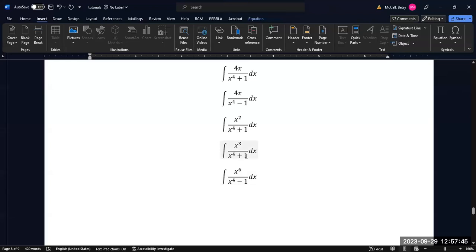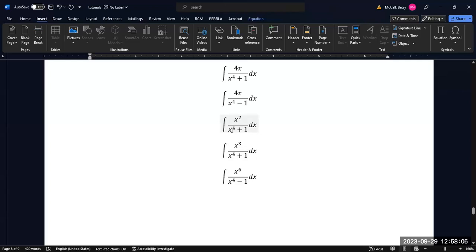In a problem like this one, it is already a proper fraction. If you take the derivative of the denominator, you get 4x cubed. So again, this would be a substitution problem. You could probably do this with trig substitution, but why would you want to?